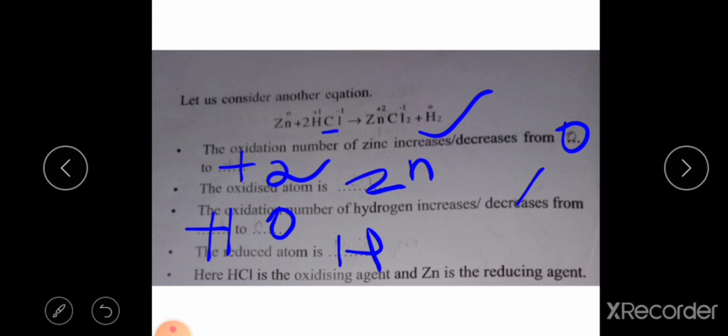Here you can see another speciality, that is chlorine. Before the chemical reaction the oxidation number of chlorine is -1 and after the chemical reaction the oxidation number of chlorine is also -1. So here you can see the last point. Hydrogen chloride is the oxidizing agent and zinc is the reducing agent. We know oxidizing agent equals reduction and reducing agent equals oxidation. So I hope you understood what oxidation number is. If you have any doubt regarding oxidation number, you can ask me. Thank you.